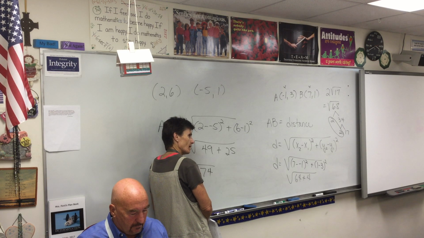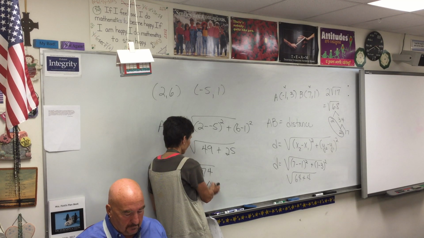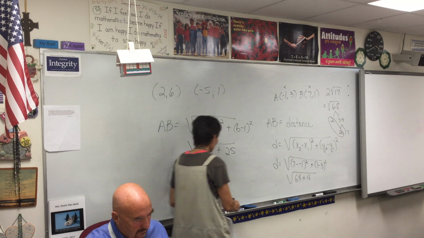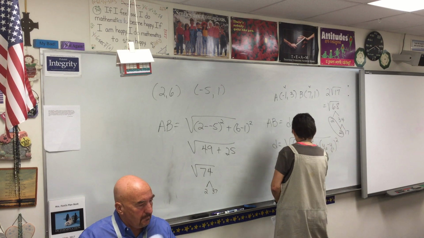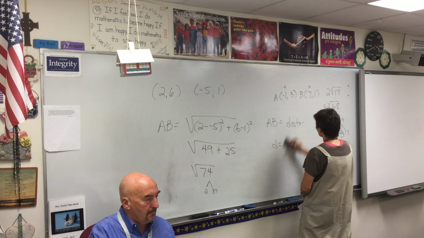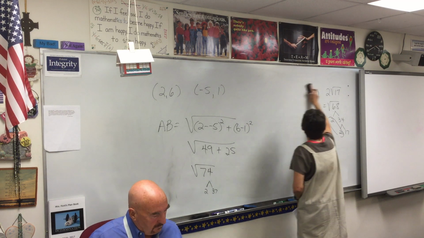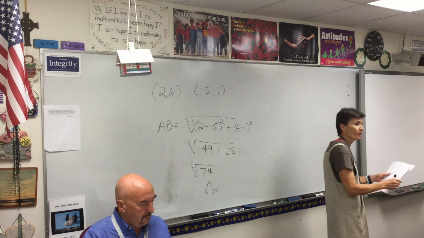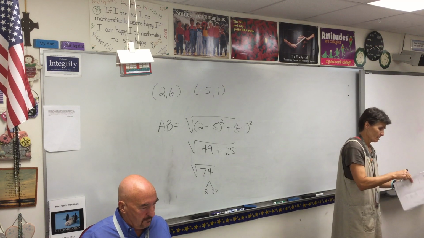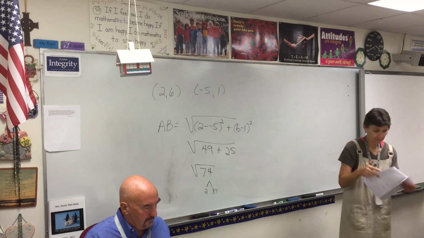Shepherd's is back there kind of shaking his head. Doesn't break down. 37, because it's 2 times 37. So therefore, what's our answer? Square root of 74. Can't break it down. You only have 1, 2, and 1, 37.